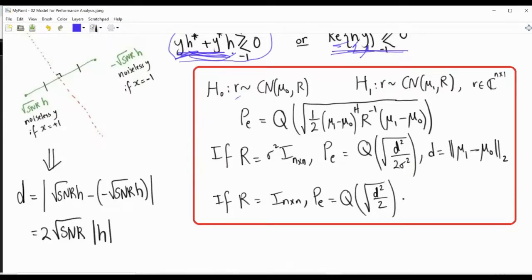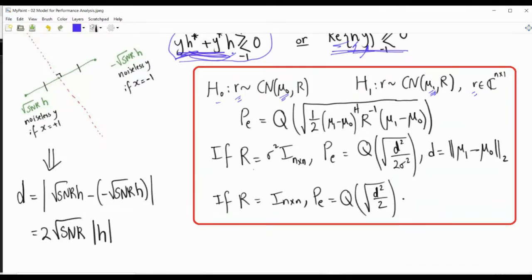So this is the general case if our observations are even vector observations, and basically under h0 we have a mean different from under h1. Then this is the formula. So keep it. It's very important.